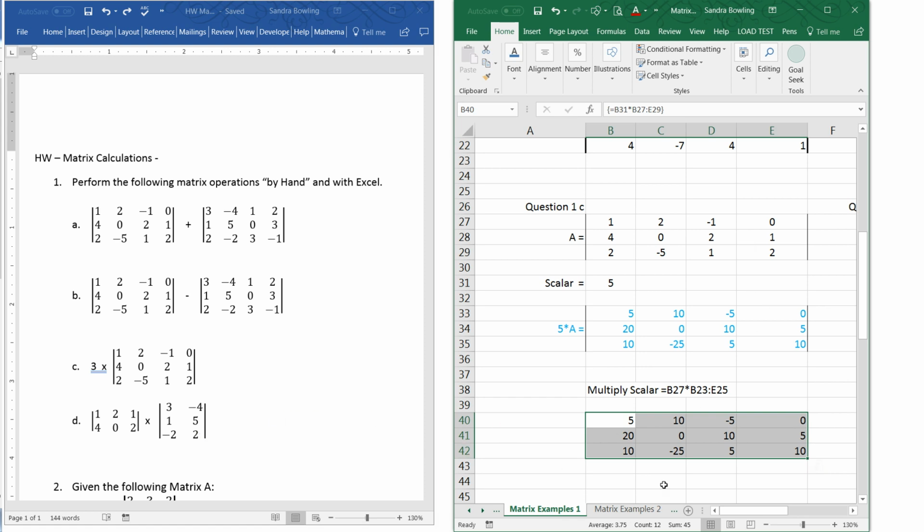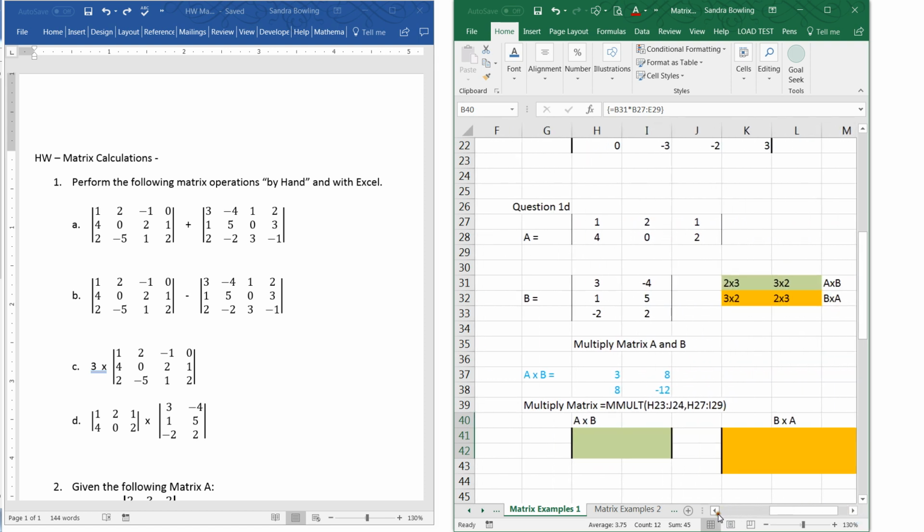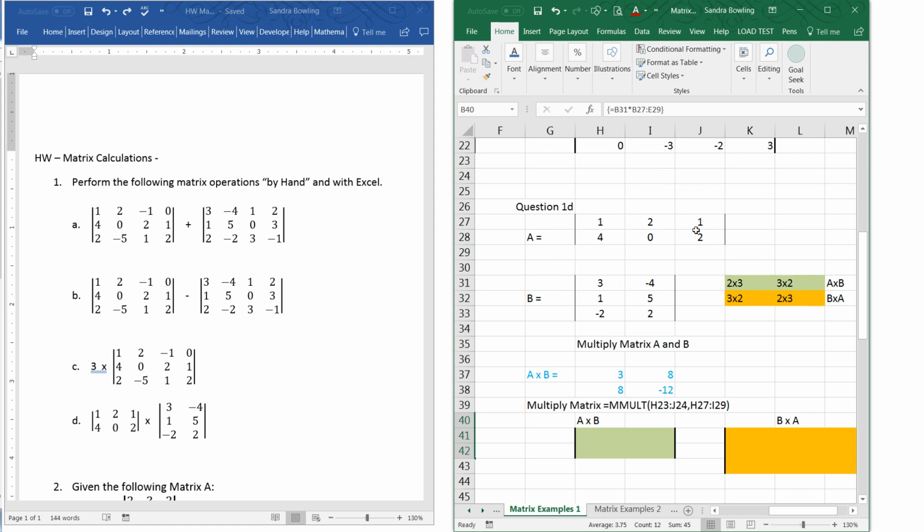Now, when you're doing multiplication in example D, I'm going to show you two ways. Matrix A is a 2 by 3, and matrix B is a 3 by 2. So I have a 2 by 3 multiplied by a 3 by 2. Notice the 3's, the interior numbers, are the same. The interior numbers have to match. So the 3 and the 3 here tell me I can multiply these matrices. It's going to give me a result of a 2 by 2. So if I'm multiplying A times B, I'm going to get a result of a 2 by 2.